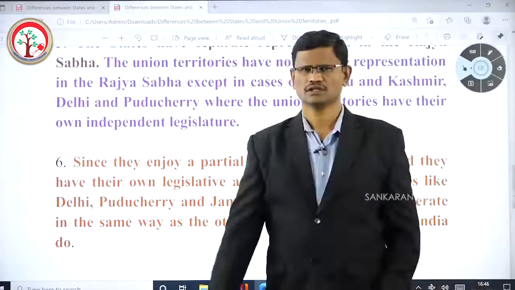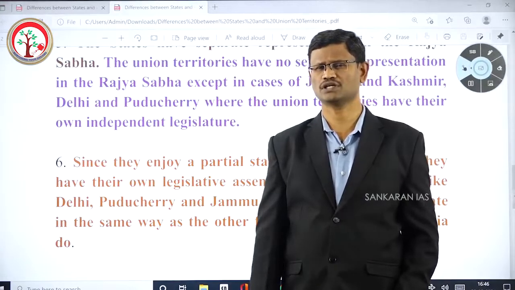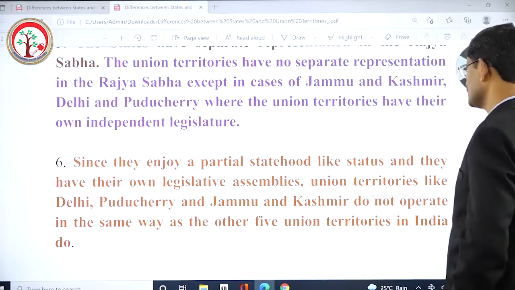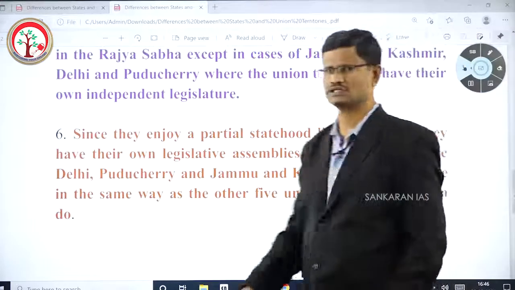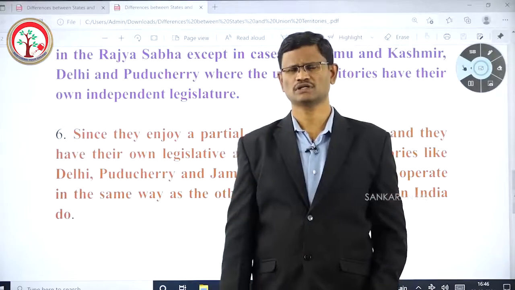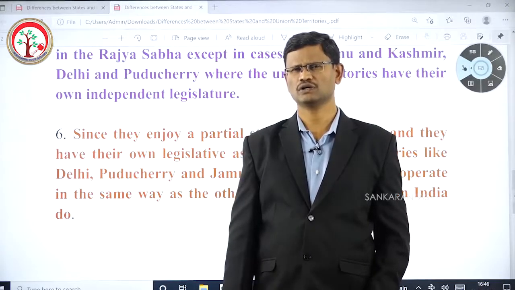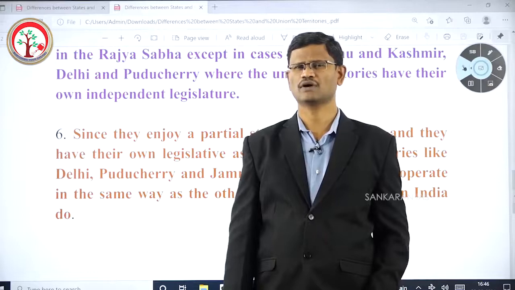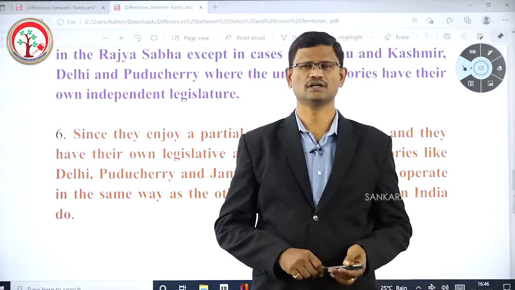And the union territories do not enjoy complete statehood. They enjoy only partial statehood. Since they enjoy a partial statehood like status, they have their own legislative assemblies. Union territories like Delhi, Puducherry and Jammu and Kashmir do not operate in the same way as the other 5 union territories in India do. So here again there are differences. Some UTs do not have legislative assembly. Some UTs have legislative assembly. Whether having legislative assembly or not, it is the union government and the Indian Parliament which has overriding powers compared to the governments of the UT. So that's it about the differences between the states and the union territories under the Indian Constitution. Thank you.